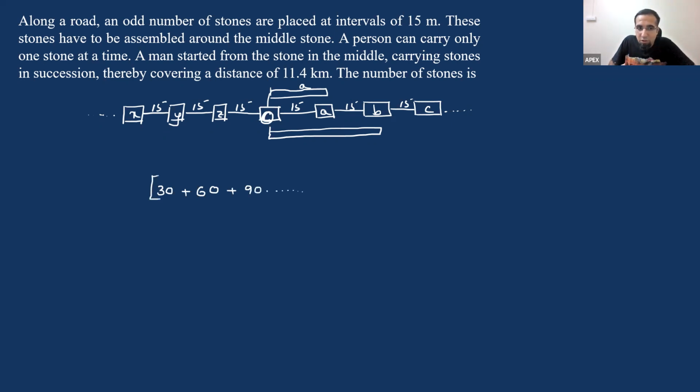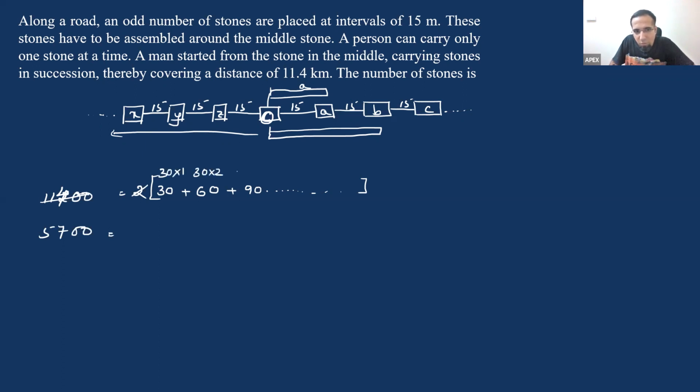Clear? This was on the right hand side. Similarly, he will travel the same distance on the left hand side as well. So 2 times of this is going to be the total distance covered in terms of meters. And as per the question, that is 11.4 kilometers. That is 11,400 meters. So if I cancel this, 2 5s are 10, 2 into 57 hundreds. Now, if you observe, this can be written as 30 into 1. This can be written as 30 into 2, and so on.